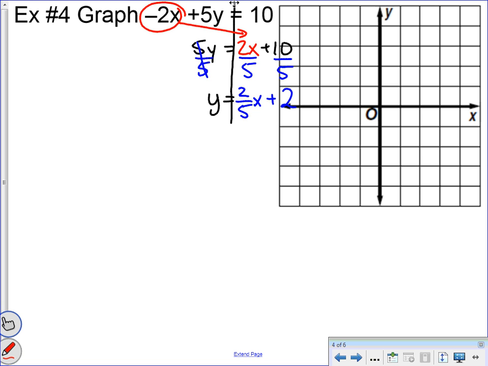So I'm going to start at my 2. Remember, plot first the 2. And then rise over run. 2 over 5 means go up 2 and over 5. Put a dot there, and now draw a line. And this is how you graph in slope-intercept form.